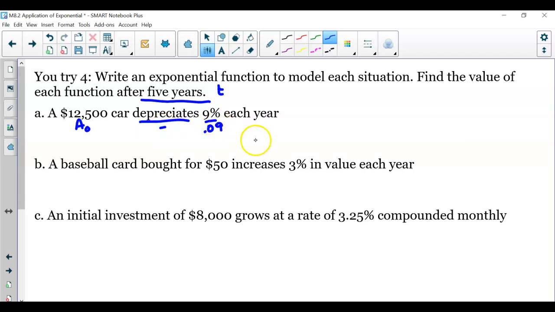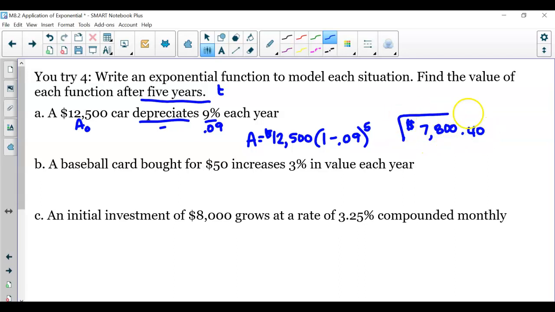So here the function you should have set up is A is equal to $12,500 times 1 minus 0.09. Raise that to the 5th power because we're using 5 years for our T. You end up with the final value of the car, $7,800.40. Then the baseball card you bought for $50. So there's your initial, increasing at 3%, increasing, so adding 3% rate, so 0.03.